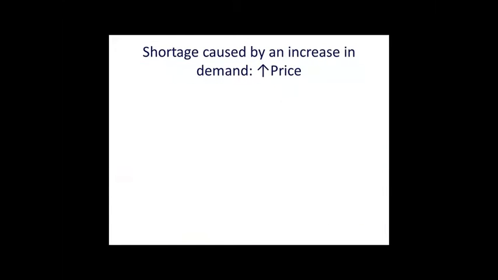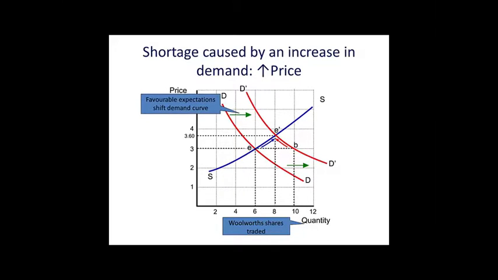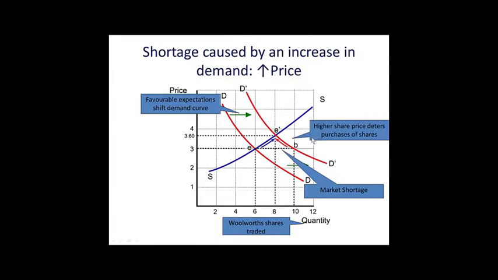What about shortages? Well, a shortage can be caused by an increase in demand. Let's say here we have an example of the share market. Woolworths shares are being traded, let's say. And let's say there's a report out which paints Woolworths in a good light, and so people think, oh, it's going to do better in the future. So they are keen. The shift to the right has been caused by a keenness to purchase Woolworths shares. So now this was the original equilibrium at E, and when the demand curve shifts to D prime, you get a market shortage equal to the distance EB, which starts up these mechanisms.